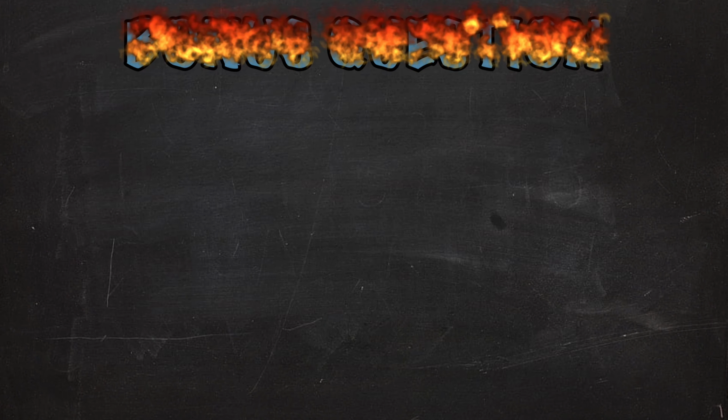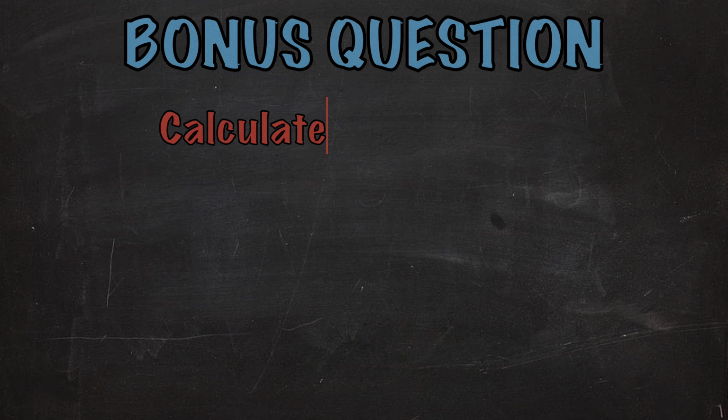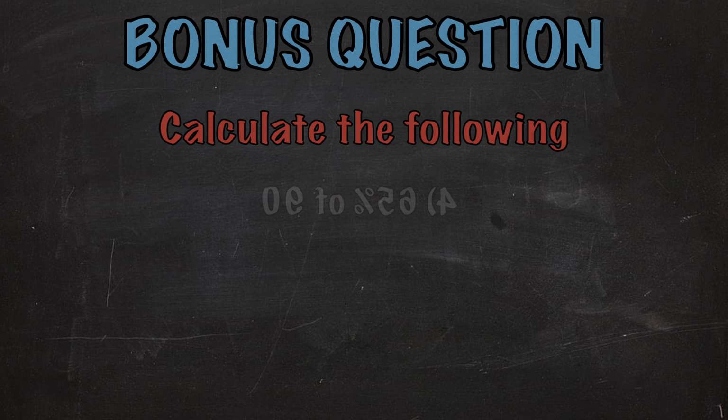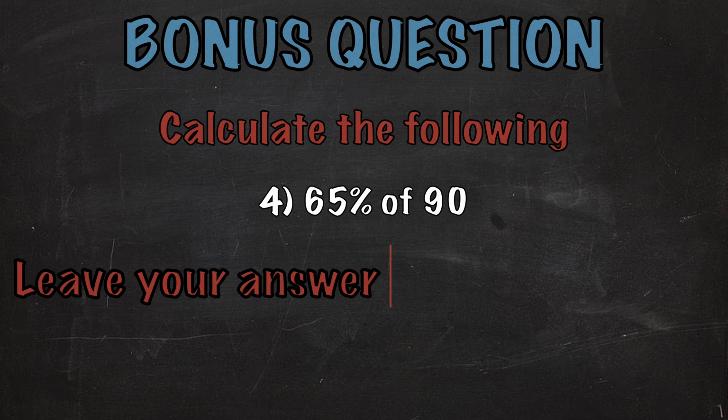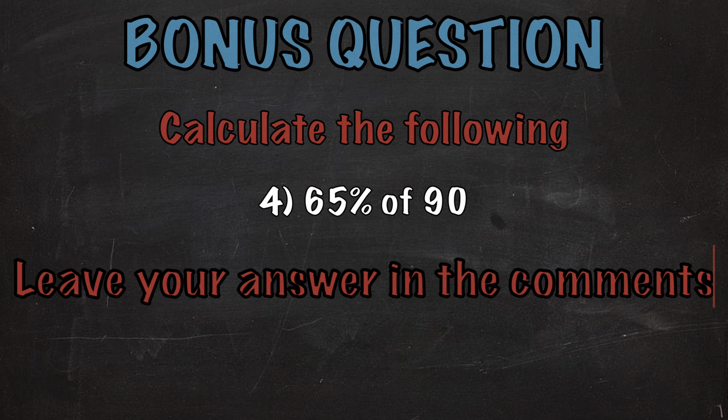So I hope you understood those 3 examples very well, because now it's time for the bonus question. So I want you to calculate the following: 65% of 90, and I want you to leave your answer in the comment section below.